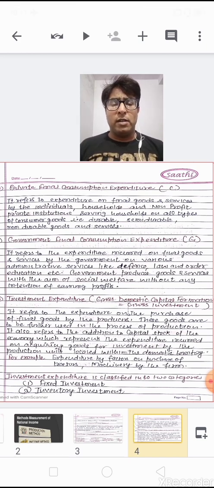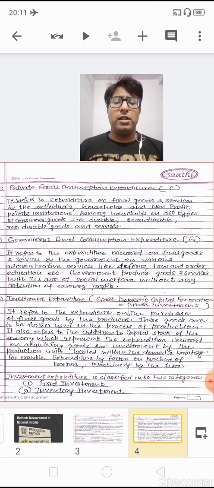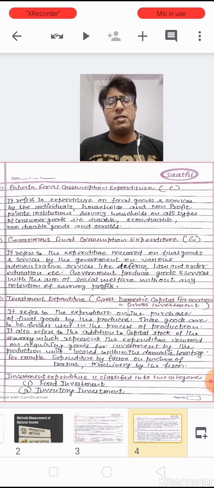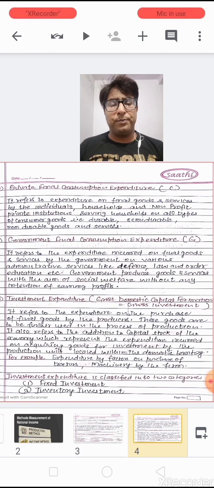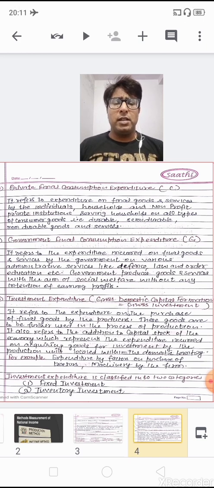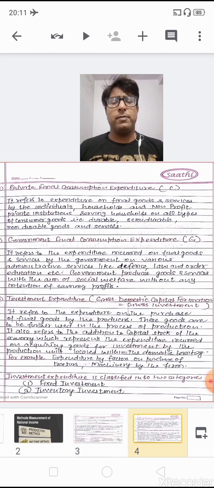Investment expenditure is whatever expenditure is made by the producer itself on buying various fixed assets and various final goods. These goods are to be further used in the process of production.